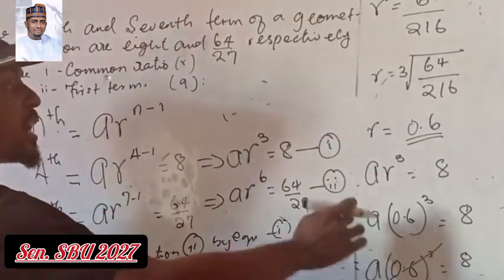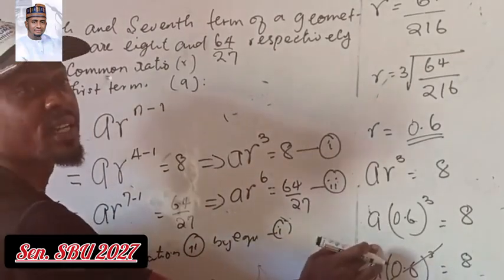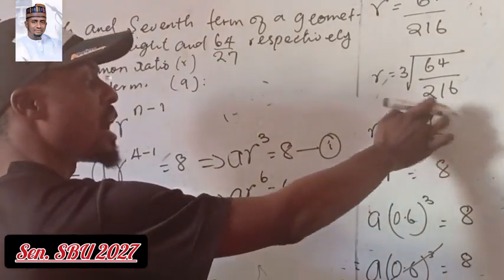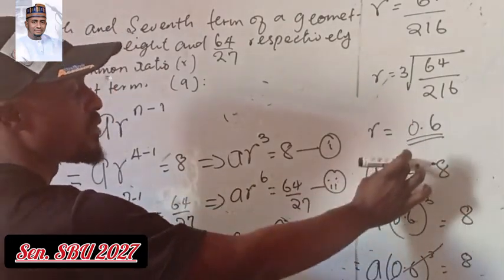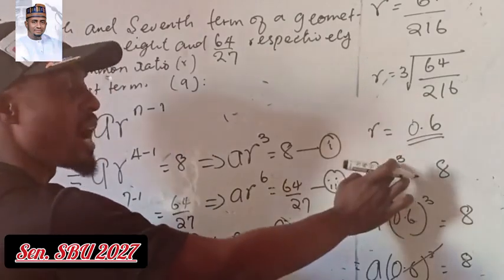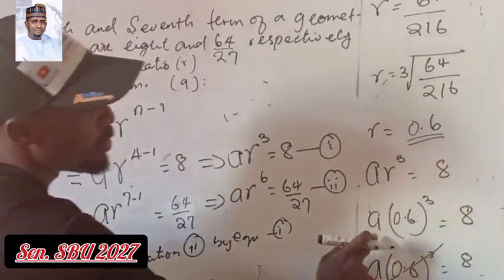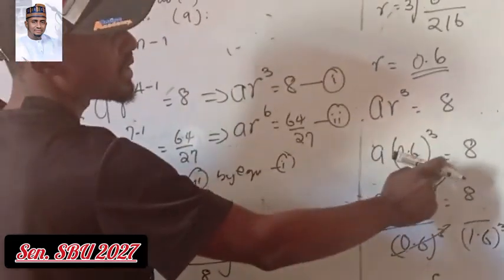But remember, we don't know A. It continues answering its name as A. But r, we have computed the value of r. We now know our r to be 0.6. In place of r we put 0.6, but our r carries a cube, that is power 3, equals 8. Therefore, A times (0.6)^3 equals 8.